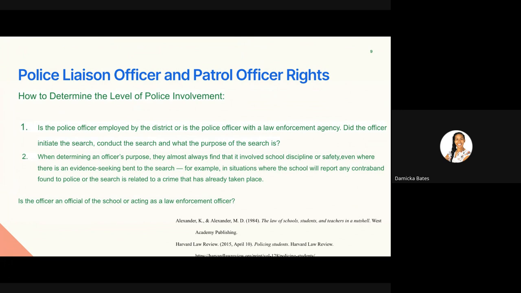So how do we determine the level of police involvement? Well, is the police officer employed by the district, or is the officer acting on the side of a law enforcement agency? Also, when determining an officer's purpose, courts almost always find that if it involves school discipline or safety, even where there is an evidence-seeking bent to the search, then police can be found reasonable in searching those particular things.